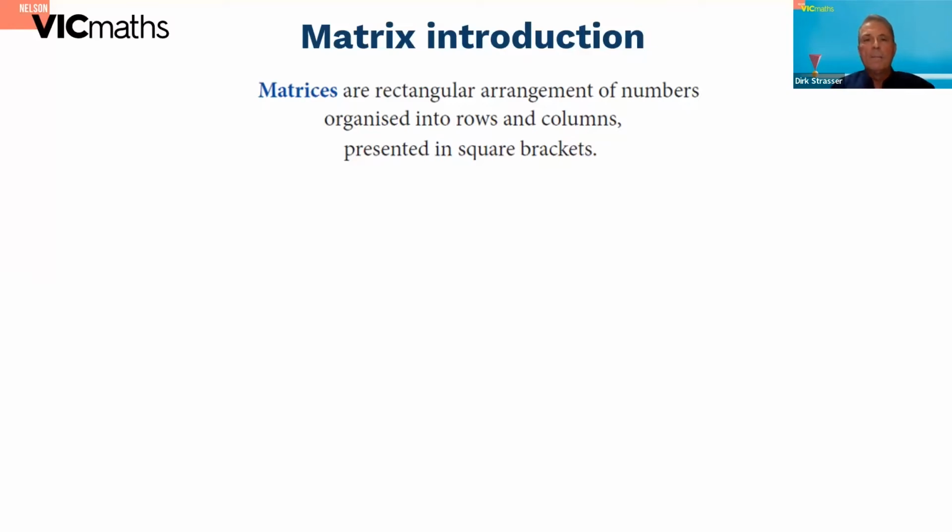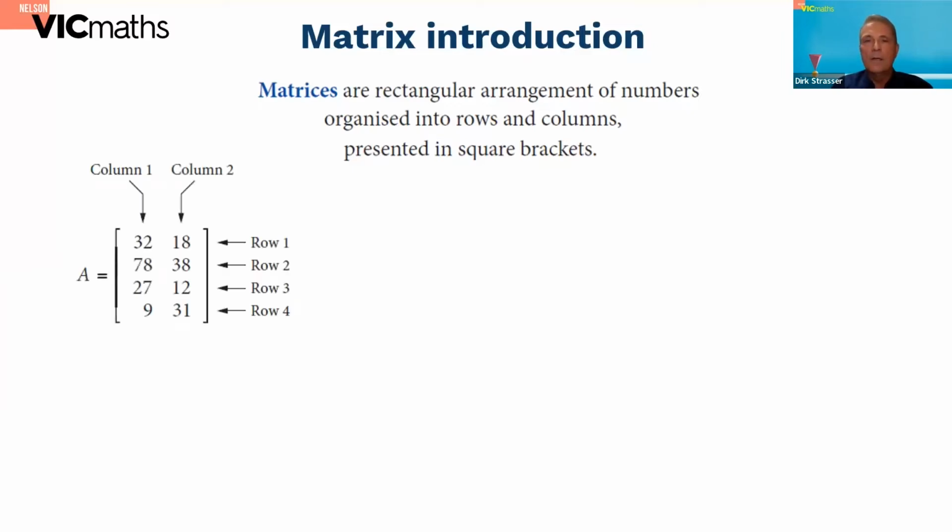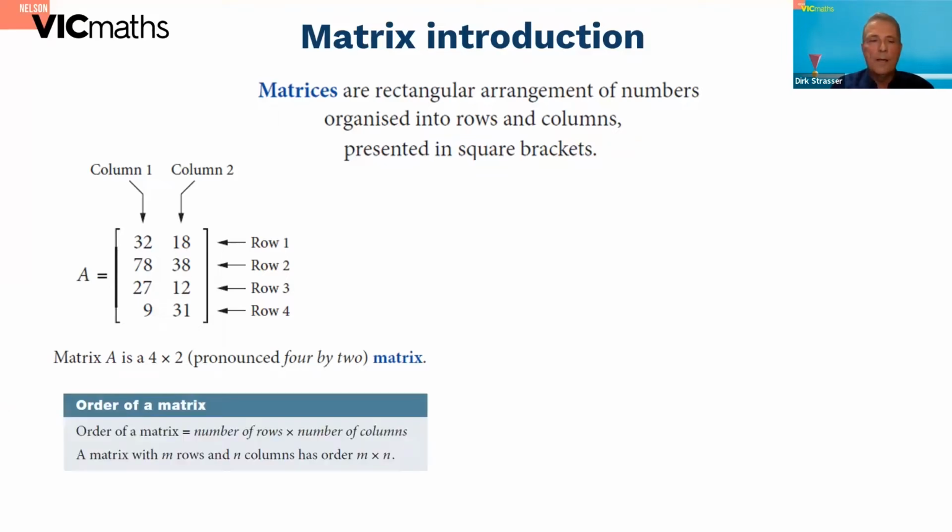So we've got matrices: a rectangular arrangement of numbers organized in rows and columns, shown in square brackets. There we have a matrix with 4 rows and 2 columns. Believe it or not, some students do have problems identifying which is a row and which is a column. So that's a starting point, I think, with everything. This is a 4x2 matrix. The order of it is 4x2. We always say the number of rows first before the number of columns.